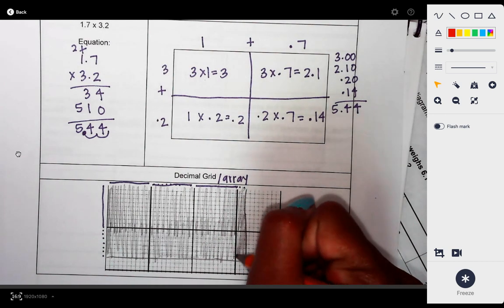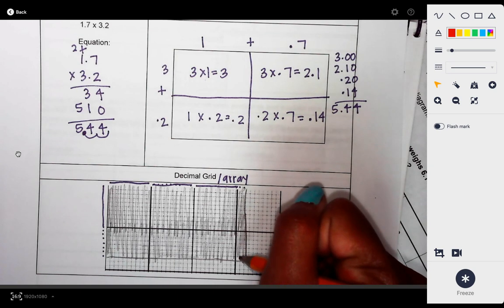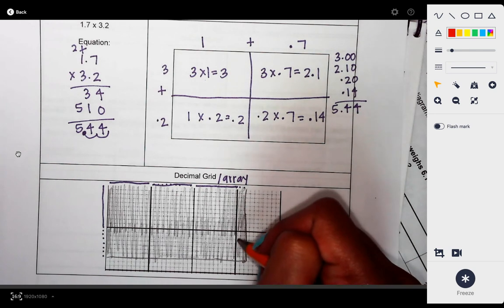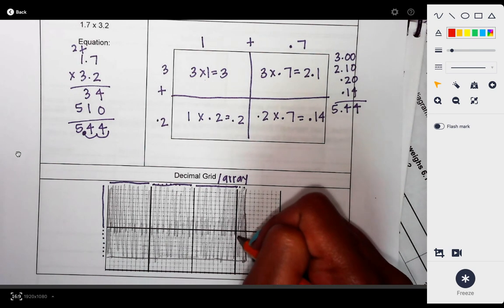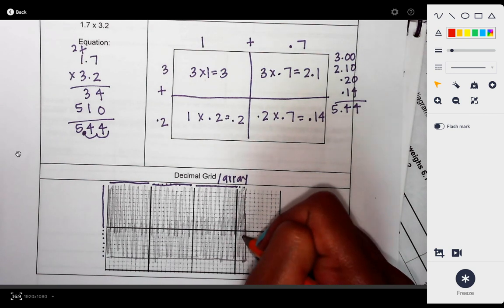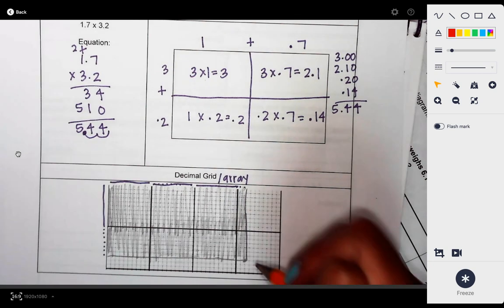I'm hoping that I can get 14 hundredths out of this to make my 5 and 3/10 plus 14 hundredths, which would give me 5 and 44 hundredths. 5 and 3/10, 1 hundredth, 2 hundredths, 3, 4, 5, 6, 7, 8, 9, 5 and 40 hundredths. 5 and 41, 42, 43, 44.